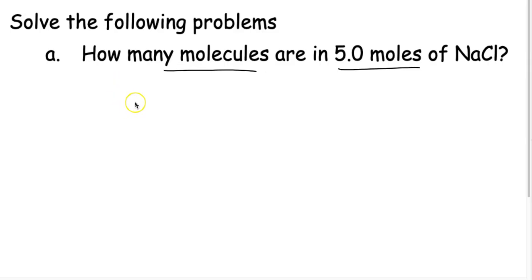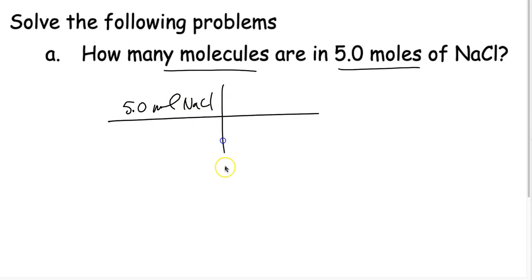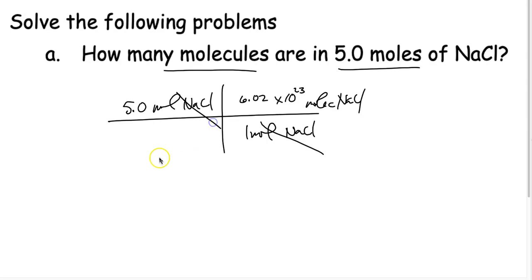So I'm going to start out with what I know. I know I have 5 moles of sodium chloride. If I want the moles to go away, the moles need to be on the opposite side. They need to be on the bottom. And the nice thing is that when we're doing moles, it's always 1 mole of sodium chloride. How many molecules is that? It is Avogadro's number, 6.02 times 10 to the 23rd molecules of sodium chloride. Moles cancel.